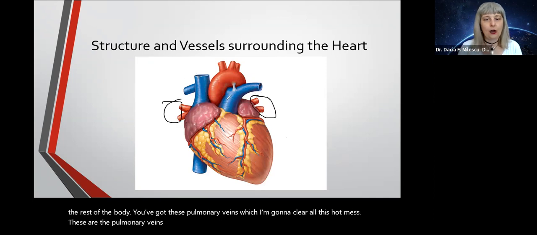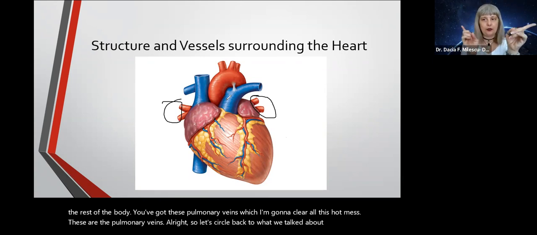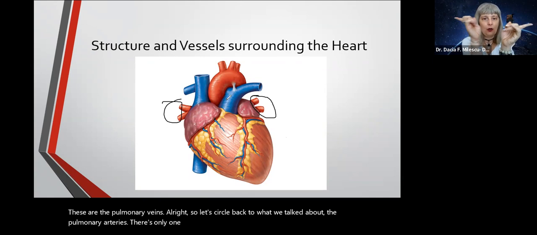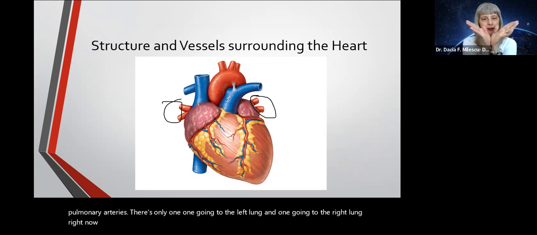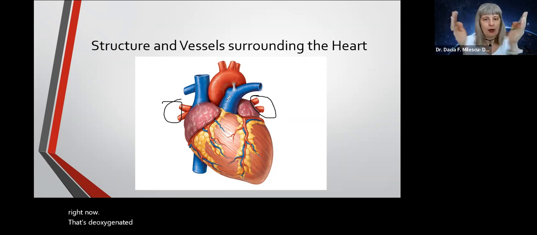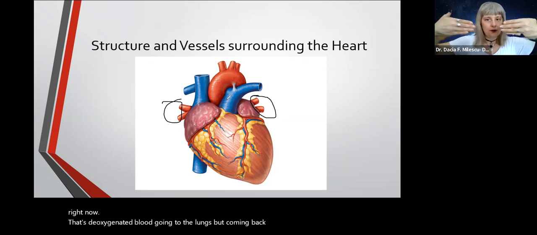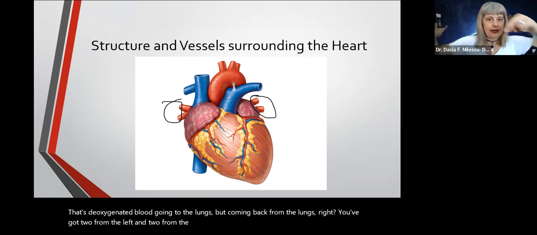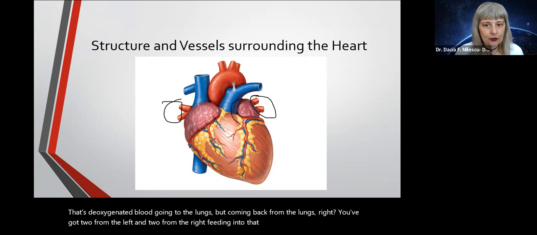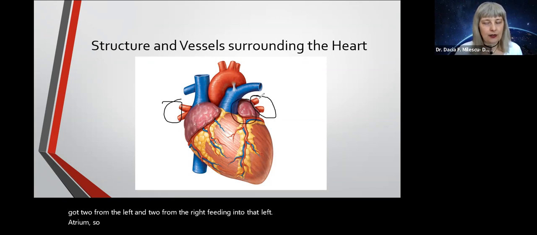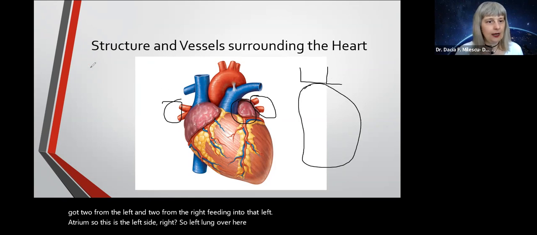All right, so let's circle back to what we talked about. The pulmonary arteries, there's only one going to the left lung and one going to the right lung, right? Now, that's deoxygenated blood going to the lungs. But coming back from the lungs, you've got two from the left and two from the right feeding into that left atrium. So this is the left side, right? So left lung over here, pretend this is a lung, and this is the right lung.